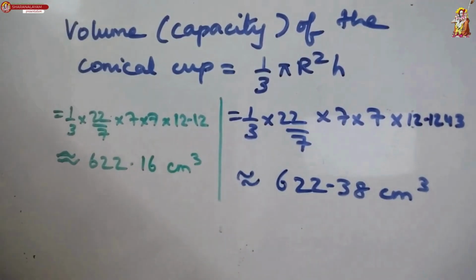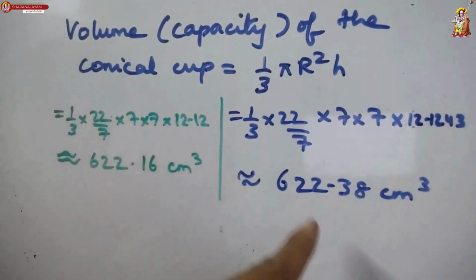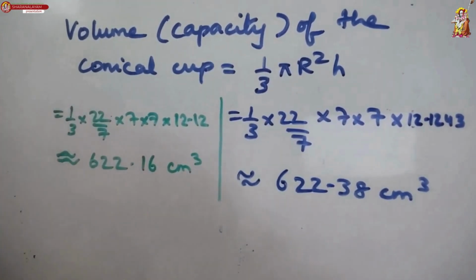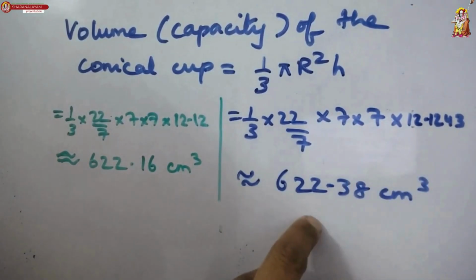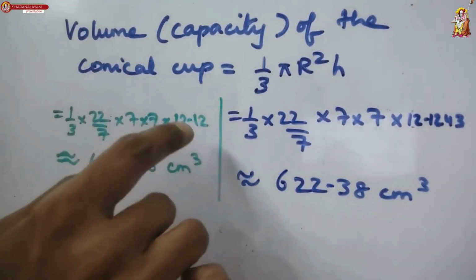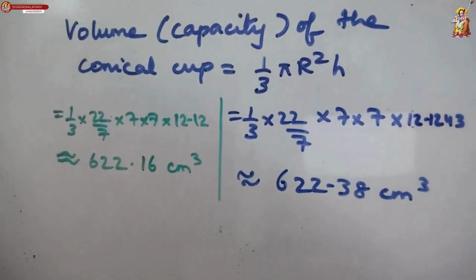Now the volume, that is the capacity of the conical cup, we know equals 1 upon 3 pi r square h. So substituting the values we have, now if we substitute the value of h as 12.1243, we get this value approximately 622.38 centimeter cube. Whereas if you substitute 12.12, we get the volume as approximately 622.16 centimeters cube. So to the nearest integer, it will be 622 centimeter cube. That is the capacity of the cup. Next question.